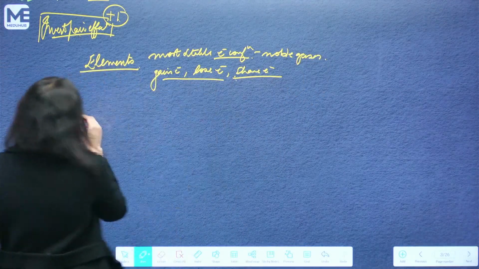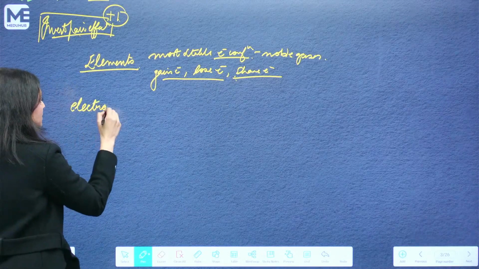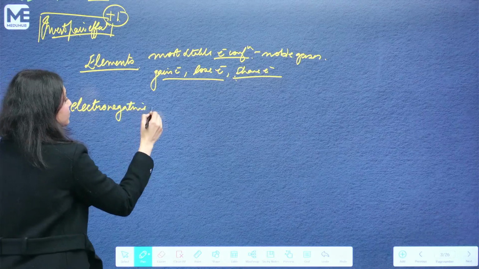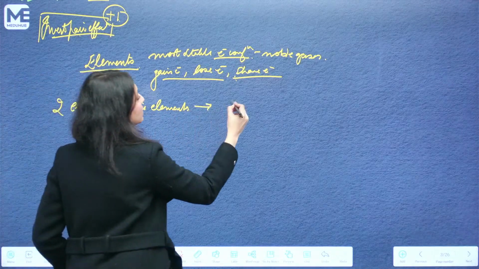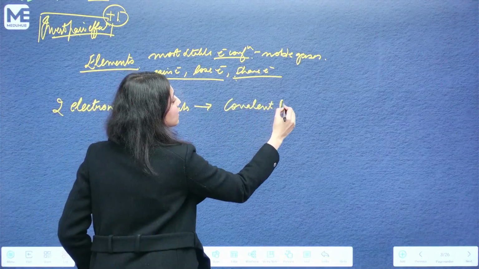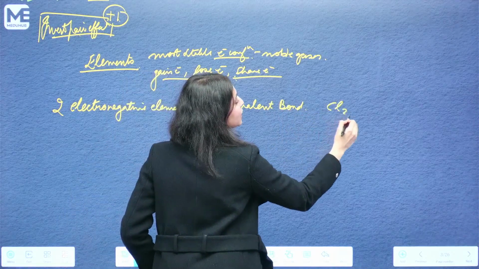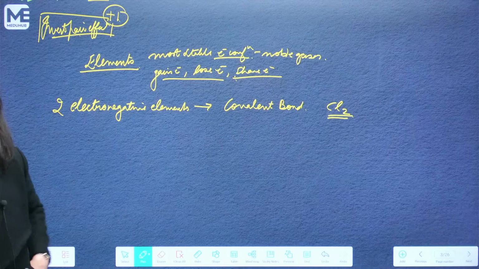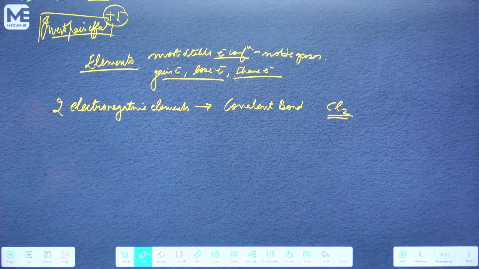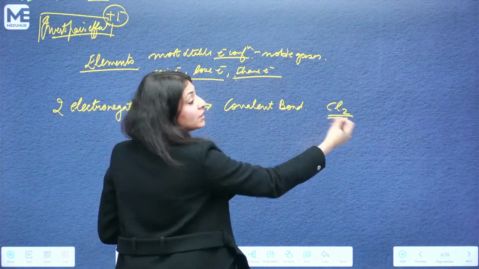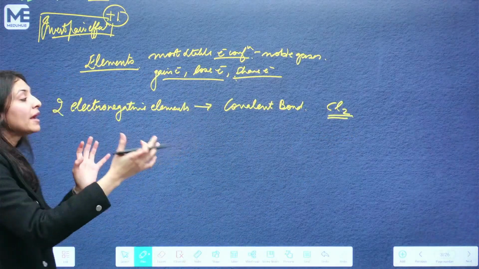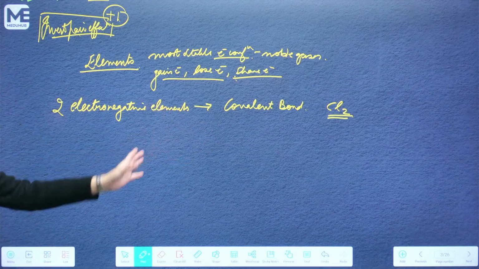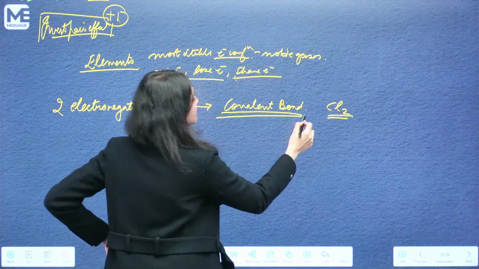So, they will try to achieve the configuration of the nearest noble gas. In doing so, you will see that if there is a bond between two electronegative elements, it will always be a covalent bond, like in the case of the Cl2 molecule. So, chlorine is electronegative, it is a non-metal, it does not want to give its electrons, it only wants to gain electrons. So, what will happen in such a case? One electron from each chlorine atom will be shared between the two, and hence both of them will achieve their noble gas configuration. Such a bond where sharing takes place is a covalent bond.